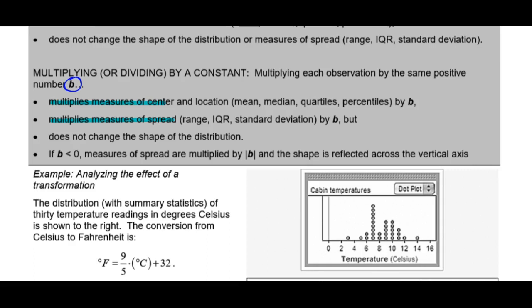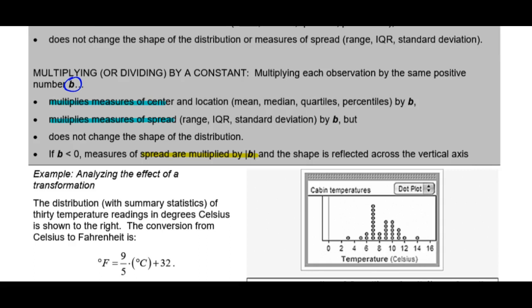Okay. If b is less than 0, measures of spread are multiplied by the absolute value of b, and the shape is reflected across the x-axis. A couple quick comments here. Why the absolute value of b? Because standard deviation is a positive calculation. It has to be positive. Okay, measures of spread are positive. Okay, shape is reflected across the vertical axis because if I multiply 5 by -1, it becomes -5. Makes sense, doesn't it? Yeah, I thought so.